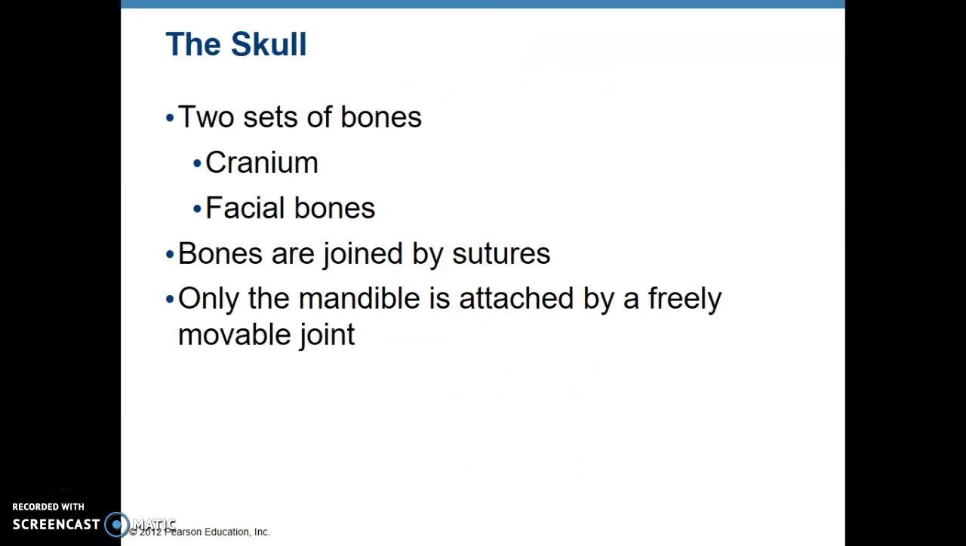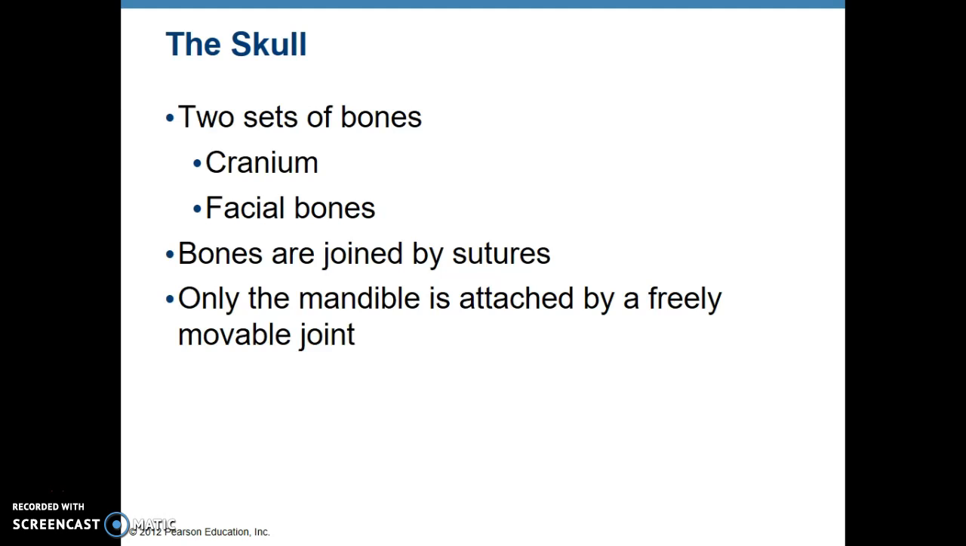Okay, so the skull. I'll go through a lot of the different bones and things like that that you need to know. You will need to know some of the bones of the skull, but keep in mind that you will be given a word bank with the ones that you actually need to know. So you don't need to know every single thing, but you do need to know most of them. So the skull, there are two sets of bones. You have the cranium and you have the facial bones.